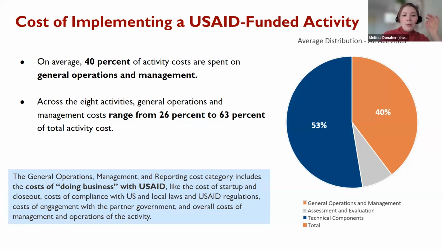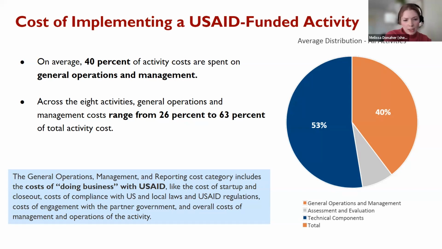So one of our questions we wanted to understand was about how much of our total activity costs are associated with general operations and management. So this is that category 1, or the cost of doing business with USAID. And again, this is an important question because these would be costs that would not be incurred if the activity was transitioned to a partner government. And so on average, we saw that these activities spent about 40% of their total costs on general operations and management. And although 40% was the average, we actually saw a huge range here from 26% to 63%.